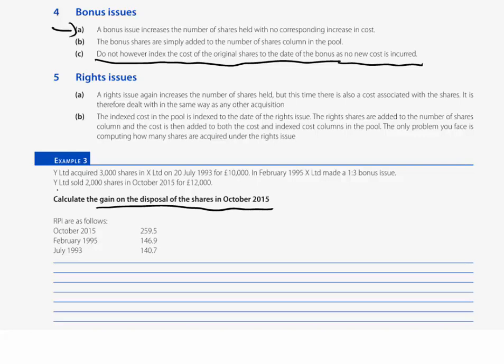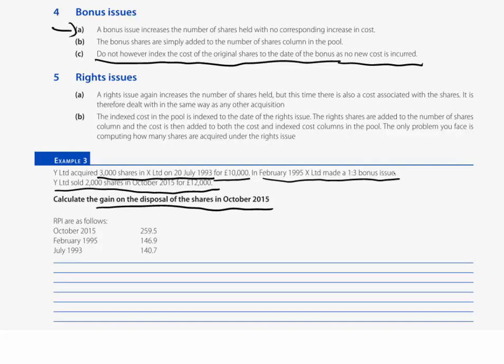What we're told is that Y Limited sold 2,000 shares in October 2015 for £12,000. We need, of course, to know with which shares do we recognise that disposal. So when did we acquire them? We acquired 3,000 shares in X Limited on the 20th of July 93. Very obviously not the same day as disposal and not in the previous 9 days. And the cost of those 3,000 shares acquired, £10,000. Then in February 95, X Limited made a 1 for 3 bonus issue. And that's it. That's all we've got to deal with.